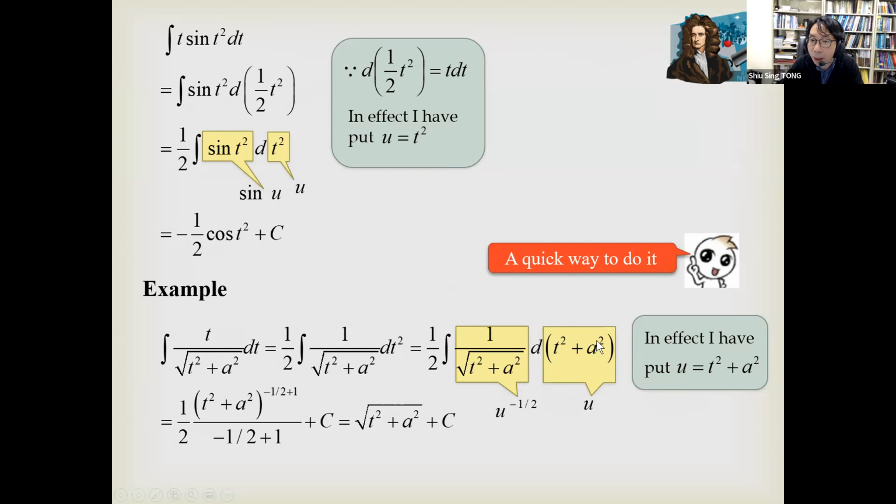But by adding a squared to the variable in the differential, I can match exactly the function in the square root. So in my mind, my u is t squared plus a squared, which matches with 1 over square root u. So I can integrate easily, because integrating u raised to the power minus 1/2 gives u to the power plus 1/2 divided by plus 1/2. And u is t squared plus a squared. So I got the result. So that's a way to do it.